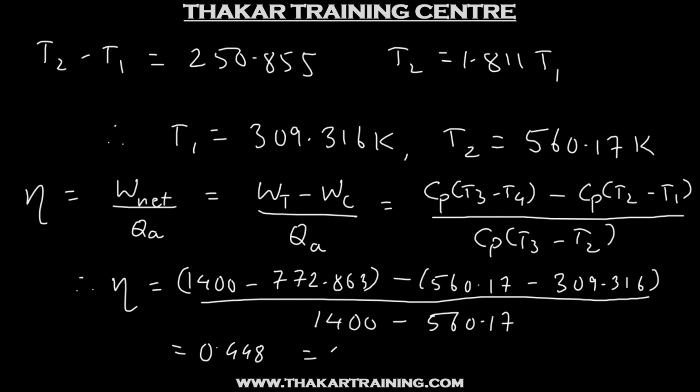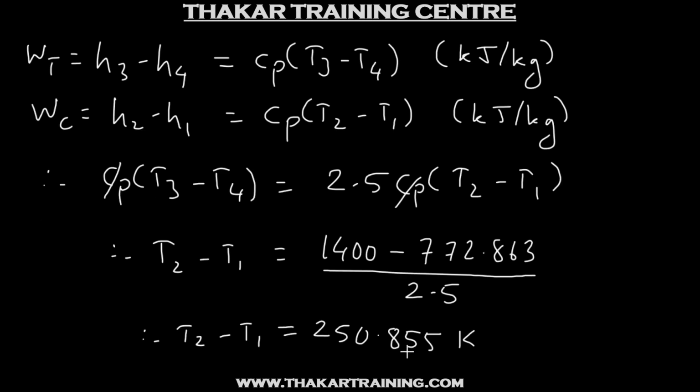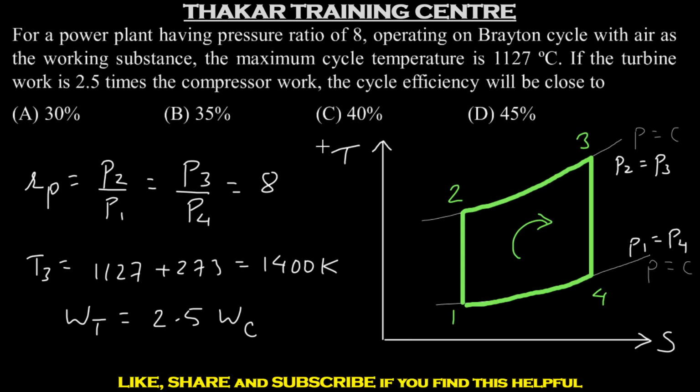So on calculation this comes as 0.448 or this is 44.8%. So let's see what options are given to us. So the closest option is 45 and we are asked the cycle efficiency will be close to. So the answer will be option D. So it was a nice question on Brayton cycle.